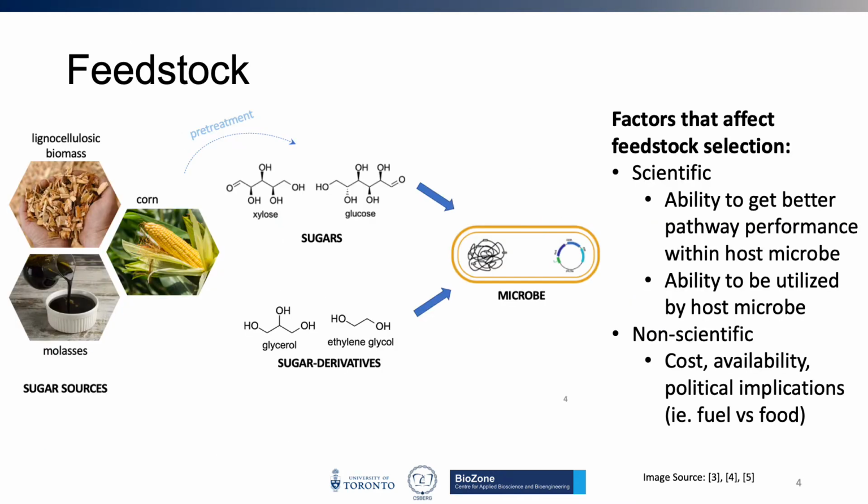I want to spend a little bit of time talking about feedstocks. There are various different feedstocks that can be used for biochemical production. I won't have time to cover all of them in this lecture, but I'd still like to introduce you to the idea of thinking about feedstock selection. So, feedstocks can either be sugars like xylose and glucose, or compounds derived from sugars like glycerol and ethylene glycol. These can be fed to the microbe directly. They can also be the things that contain sugars that are pre-treated to release their sugars before being fed to the microbe, such as lignocellulosic biomass, which is the woody part of plants, corn, and molasses.